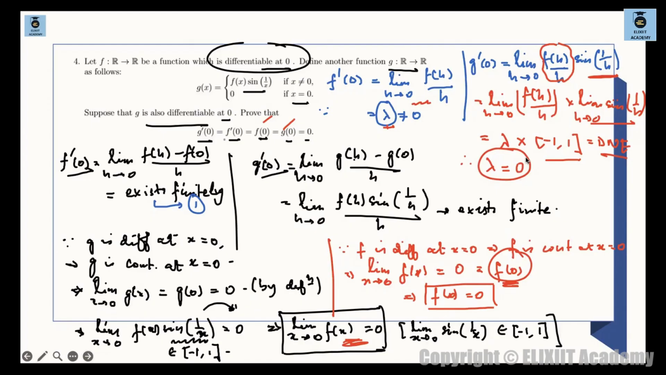So lambda cannot be 0. It's a contradiction method, you know? Because if lambda is 0, then g dash of 0 will not exist. Okay? So which means what we have proved?